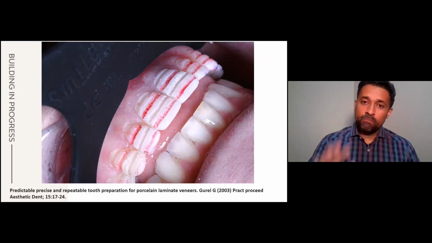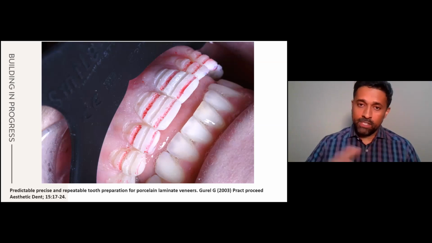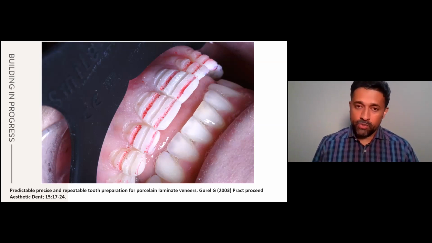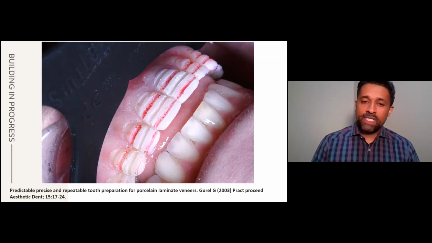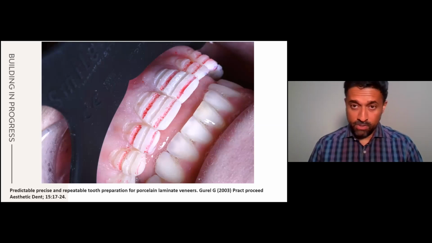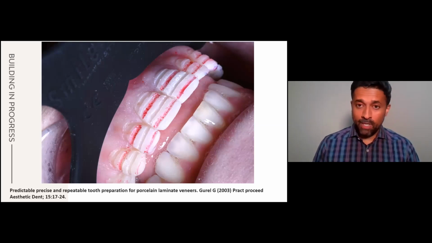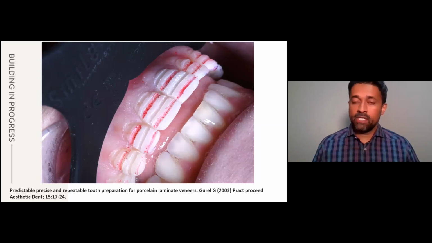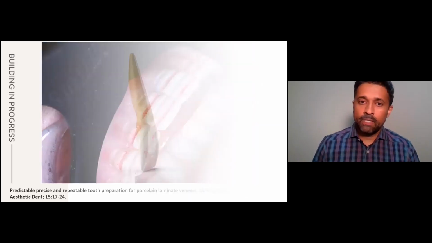So what I do is, with this mock-up, I take a reduction burr and I start prepping. I use a 0.3 and 0.5 burr, which I'll show you, because I want to create a conservative prep. This technique started with Galip Gurel, who is the most well-known for it. He wrote an article in 2003 about creating very conservative, minimally invasive veneer and anterior preps.